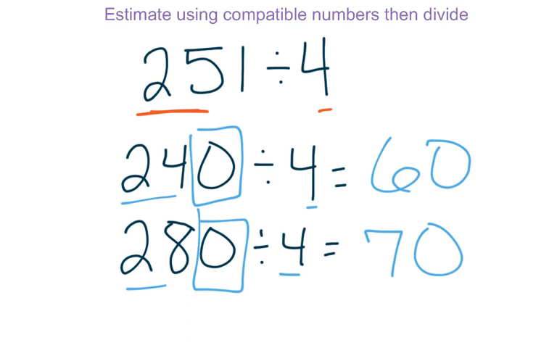An estimate of 60 as our quotient would be closer to our actual quotient than 70 would be, because 240 is a lot closer to 251 than 280 is, but both of these are reasonable estimates. Let's go ahead and take a look at another problem.